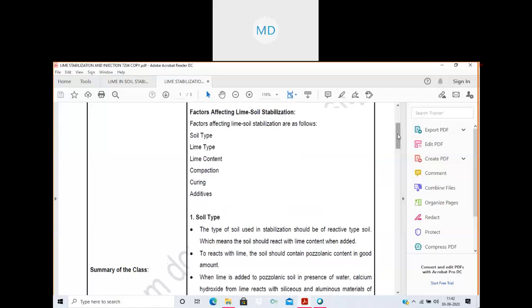So next we move to the factors affecting lime soil stabilization. So is the screen visible? Factors affecting lime soil stabilization, it is showing. Okay. So let us see what are the various factors that affect lime soil stabilization: soil type, lime content, compaction, curing, additives. Okay, so one by one, soil type.